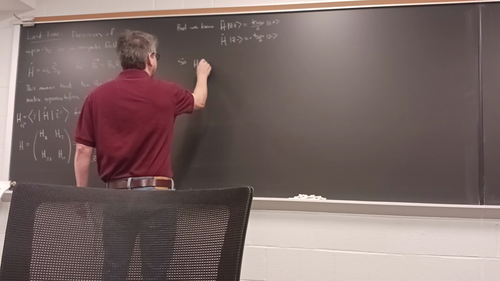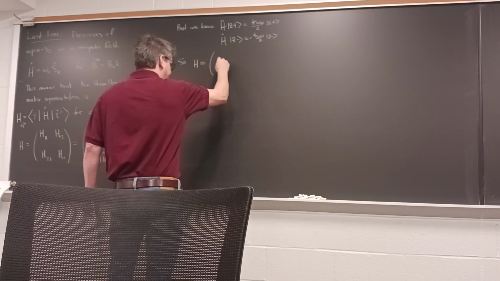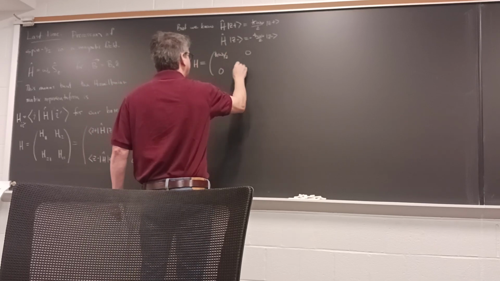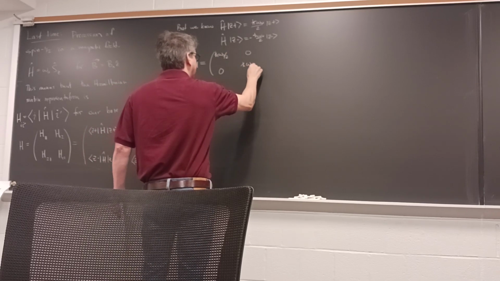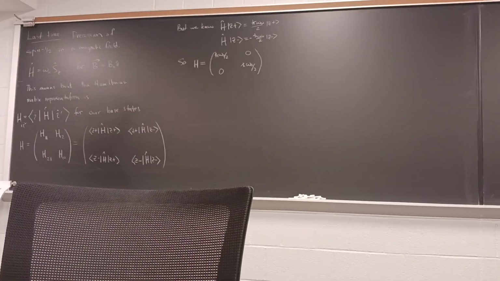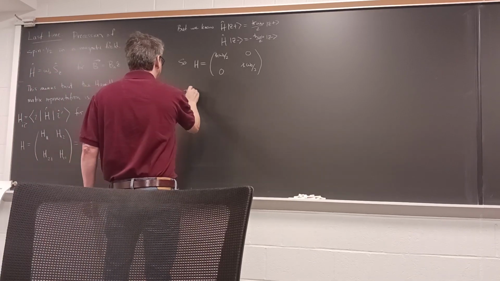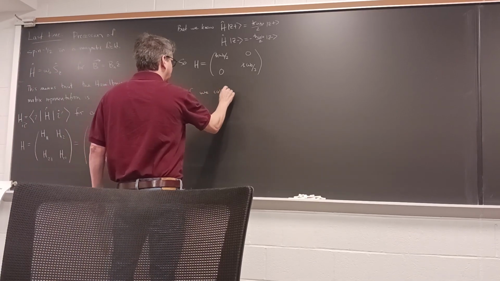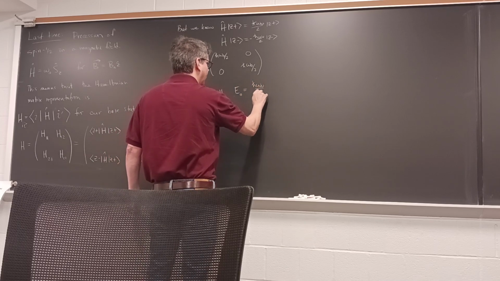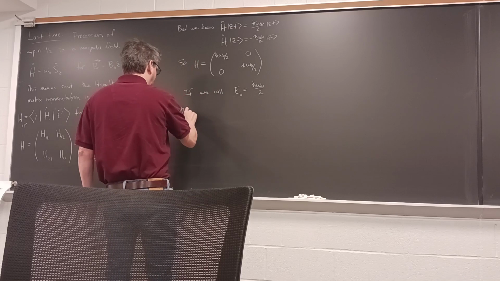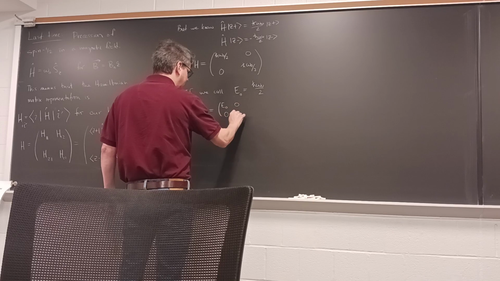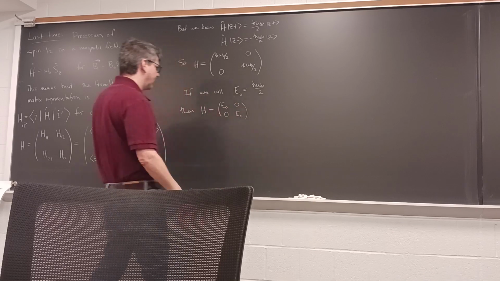So the matrix representation for H then is H bar omega 0 over 2, 0, 0, minus H bar omega 0 over 2. Okay, and if we call H bar omega 0 over 2 E0, then H is E0, 0, 0, minus E0.